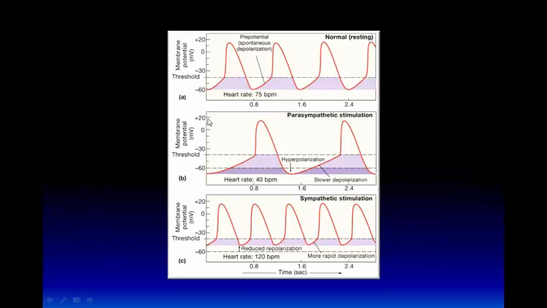So in this figure, this is the normal resting pacemaker activity. In here, we have the pacemaker activity with parasympathetic stimulation, so it takes longer time for the pacemaker potential to reach the threshold. So we have fewer action potentials generated by the pacemaker, so we have a slow heart rate. And with sympathetic stimulation, we have the opposite effects. So it takes shorter time for the pacemaker potential to reach the threshold, and we have more action potentials generated by the sinoatrial node, so we have a fast heart rate.